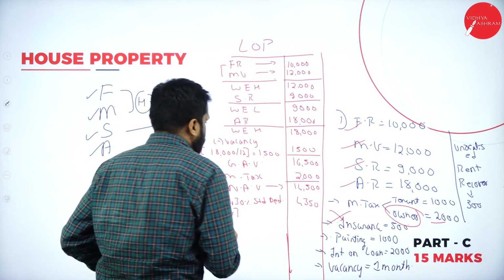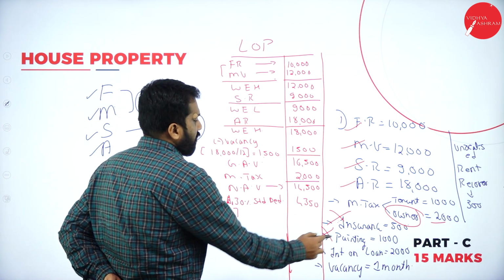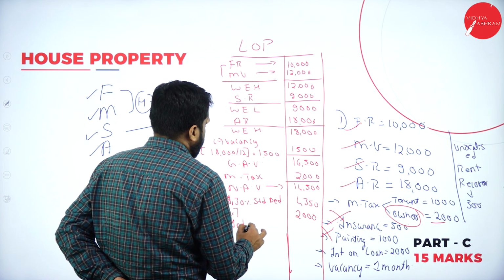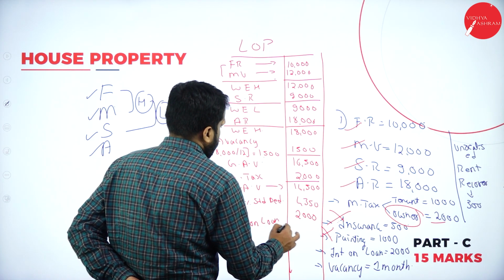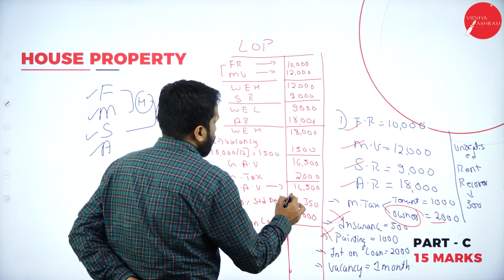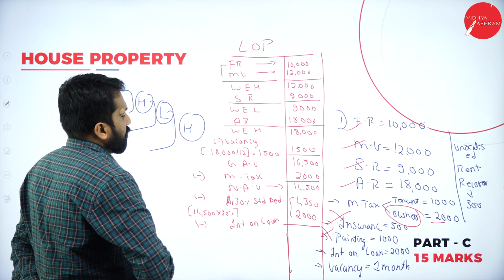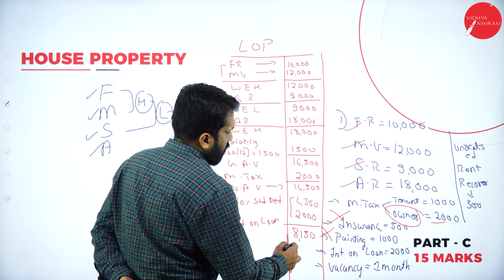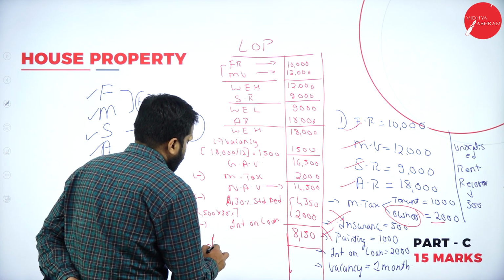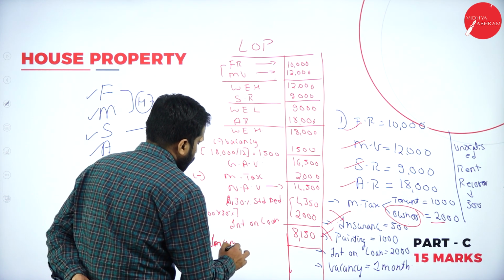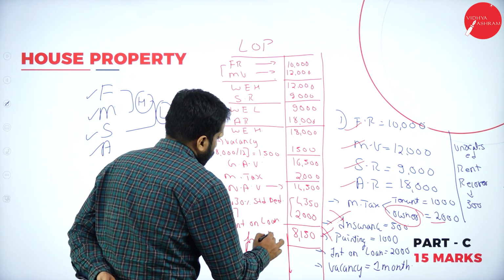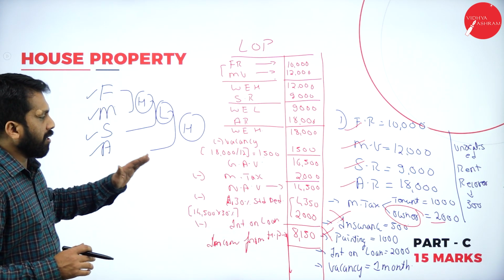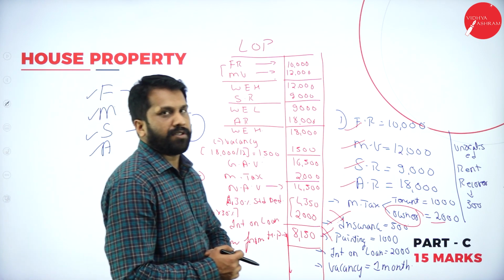Now, painting, no. Interest on loan, yes. So you have to minus these two. It will be 10,150 and minus 2,000, 8,150. Yes, done. So this is all your income from house property. Hope you are clear. This is all your calculation regarding your income from house property.